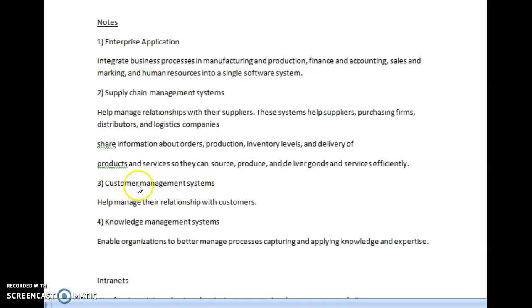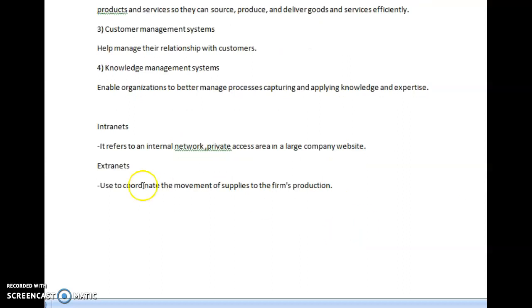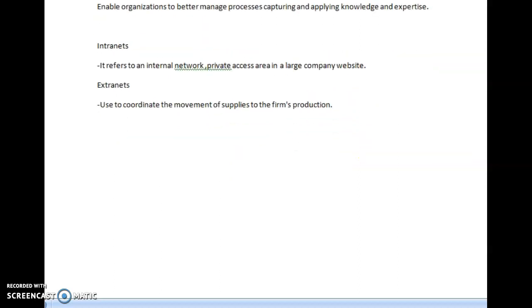Okay. Third, customer management systems help manage their relationship with customers. Knowledge management systems enable organizations to better manage processes, capturing and applying knowledge and expertise. And intranet refers to an internal network and private access area in a large company. Intranet and extranet are used to coordinate the movement of supplies to the firm and production.